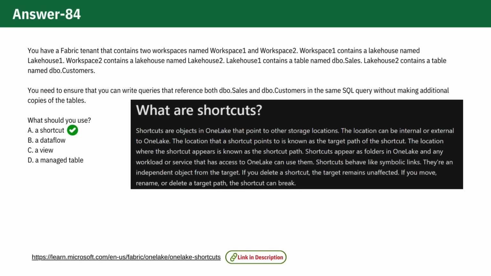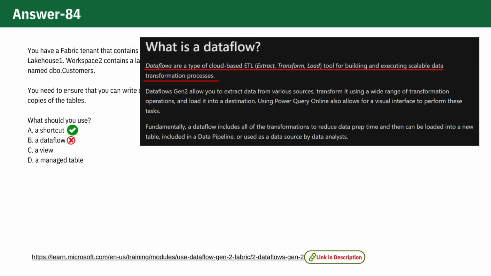Shortcut. In Microsoft Fabric, a shortcut allows you to reference data from one workspace or lakehouse in another without copying the data. This enables you to query both dbo.sales from Lakehouse 1 and dbo.customers from Lakehouse 2 in the same SQL query seamlessly. All other options are incorrect because option B, data flows are used for transforming and loading data, not for querying tables across different workspaces without copying data.